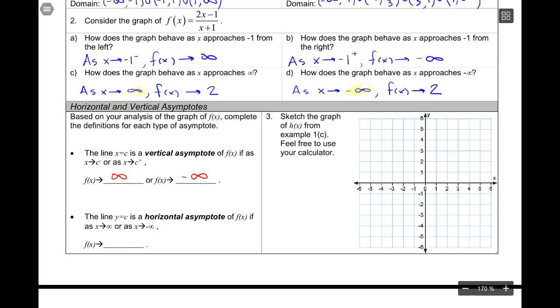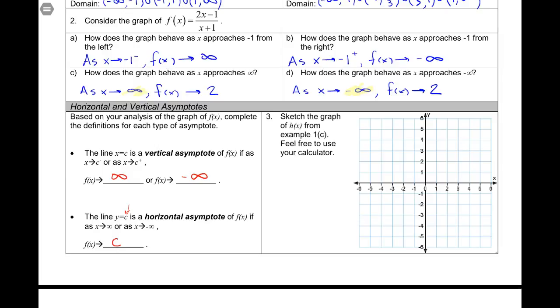Now let's talk about horizontal asymptote. The line y equals c is a horizontal asymptote of f of x if, as x goes off towards infinity or x goes towards -infinity, f of x goes towards c, where c is the y coordinate of our horizontal line. Okay, so folks, that's an example of vertical and horizontal asymptotes.